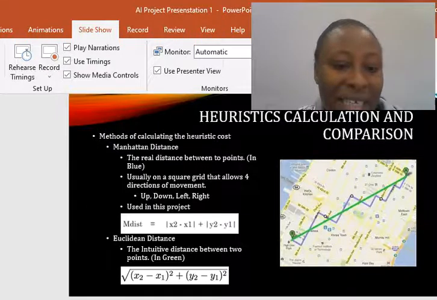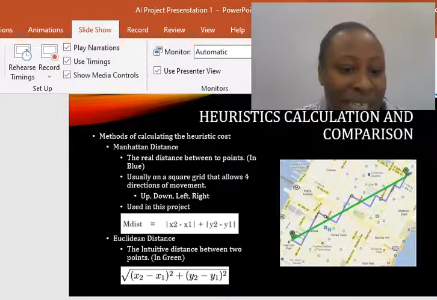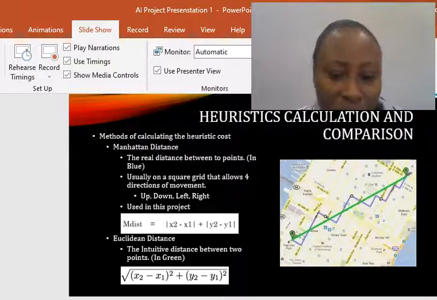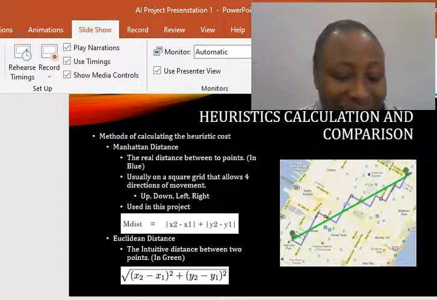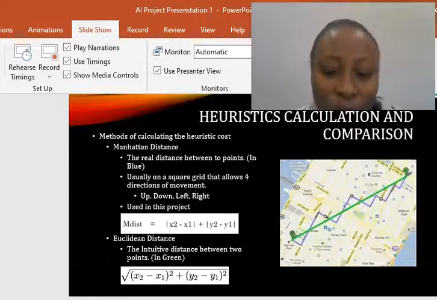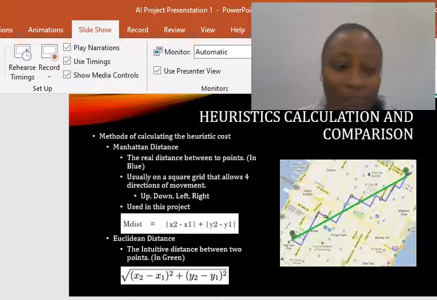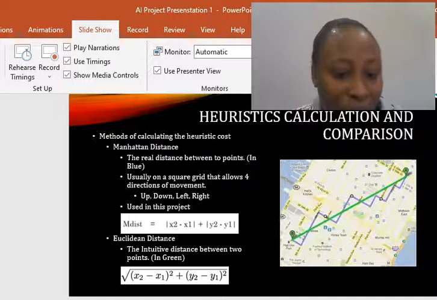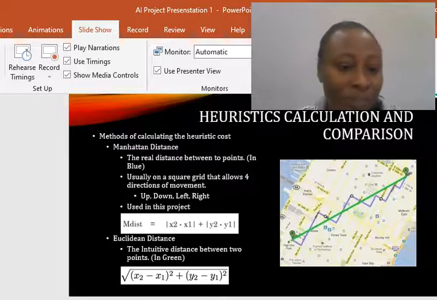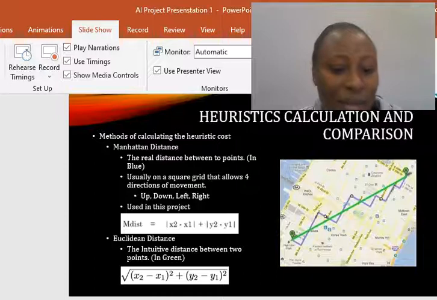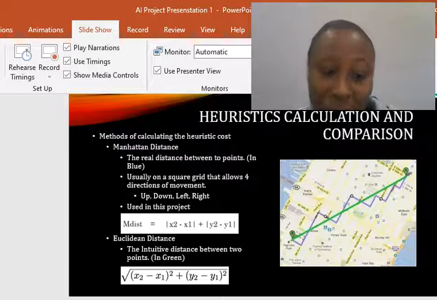One of them is the Manhattan distance. This can be seen as the real distance between 2 points, as we can see marked in the figure in the blue line. This method can usually be used with a square grid, with 4 directions of movement, which are up, down, left, and right. This is also the method that we used in this project. We can clearly see how this can be represented mathematically. It is simply the absolute difference between the x coordinates and the y coordinates of the 2 positions added together.